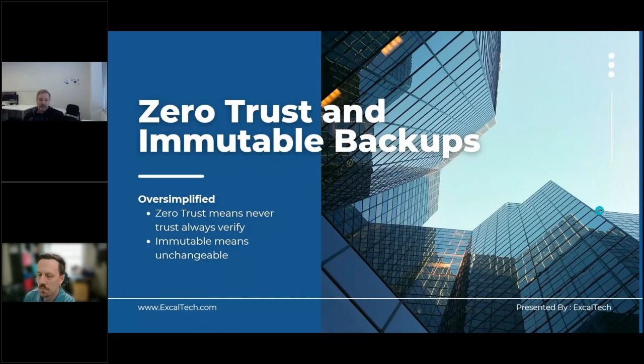Today we're going to talk about zero trust and immutable backups. So zero trust is a security model based on the principle never trust, always verify. This means that no one inside or outside of your network is automatically trusted. Every access request is verified based on identity, device, and context. Instead of assuming that being inside your network is safe, zero trust continuously checks and revalidates permissions to minimize risk.